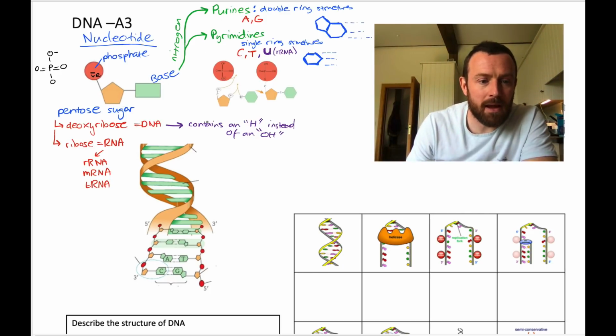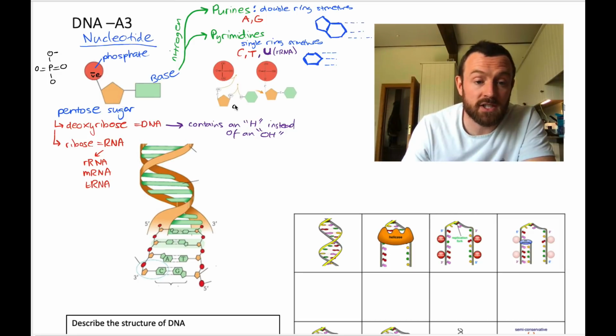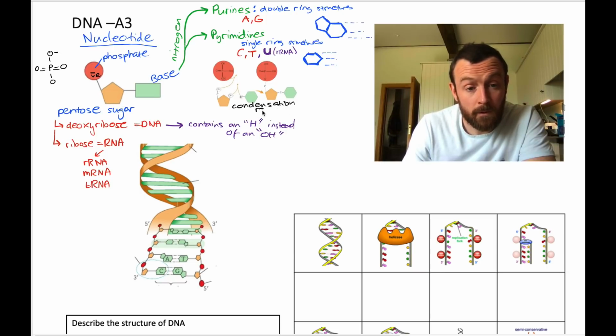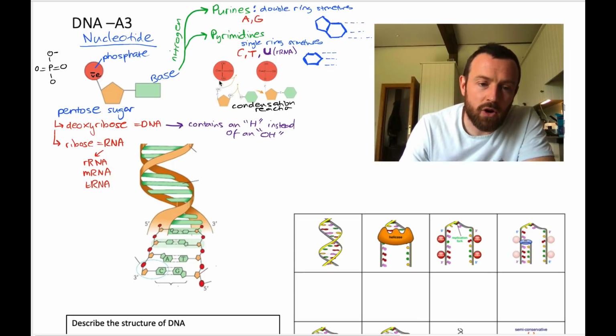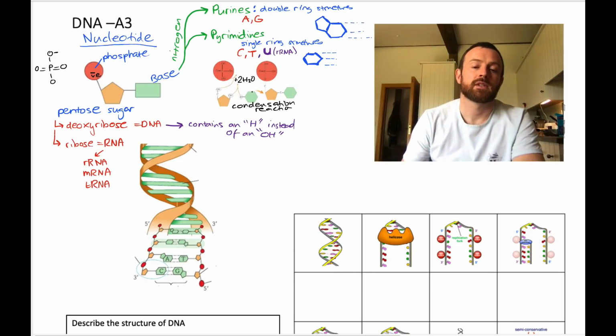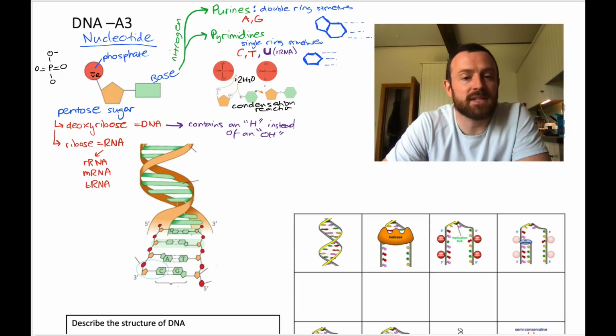One more thing to say about the nucleotides is that they are formed by condensation reactions. Here we have the three parts of the nucleotide, and there'd be a condensation reaction between the phosphate and the sugar, and then another between the sugar and the base. This would produce the full nucleotide, plus 2 H2O, because one molecule of water is produced here and one here. Okay, so those are the bases.